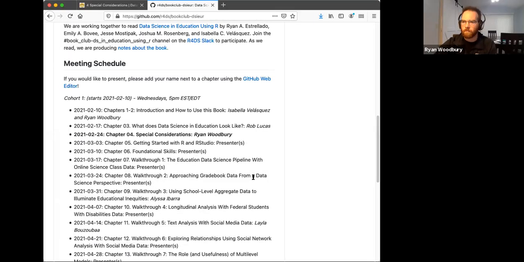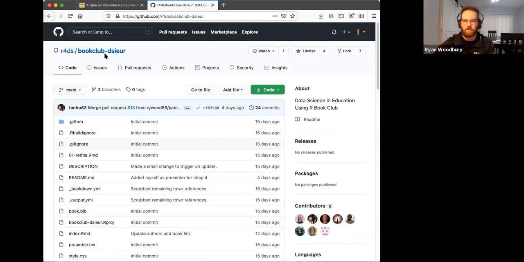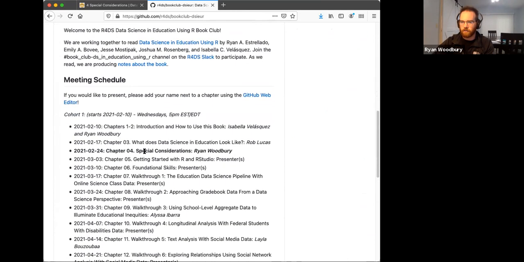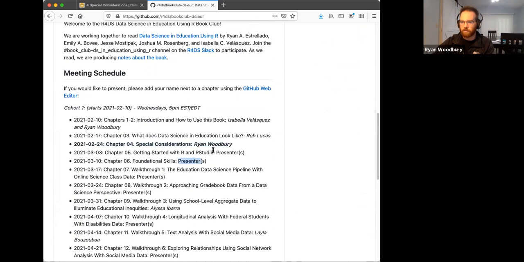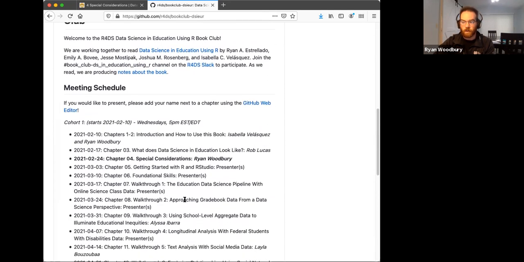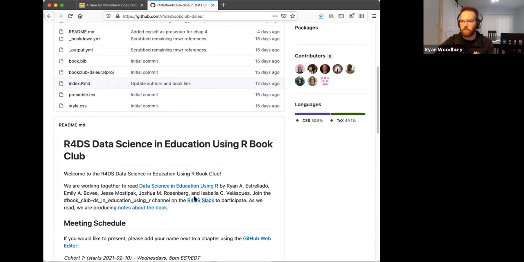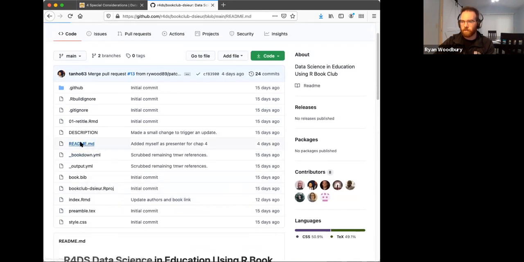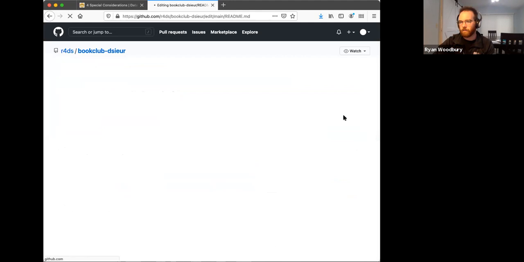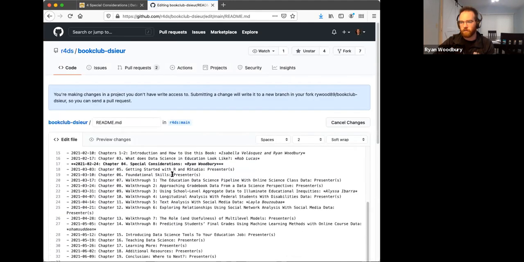I have way too many tabs open here. This is the one. So this is the GitHub site for our book club. And this is the README, and we can see here that this is this week. I think Mark said he was signing up for next week, and we're going to end up changing this and doing the dates. But what you can do is sign up for a week, like other folks have. You can click on the README file, and then click on this little pencil here. It'll bring you to the editor, and then you can select a week here.